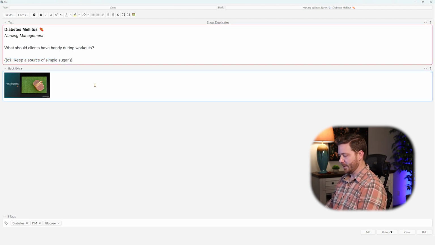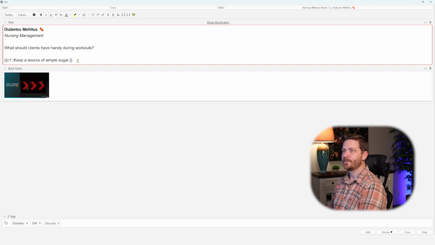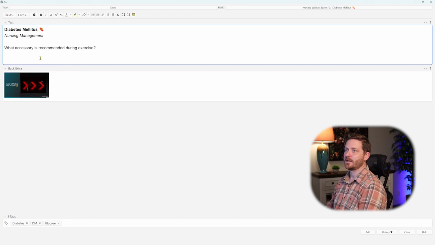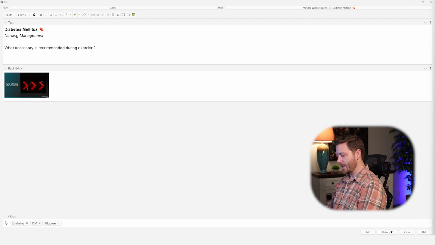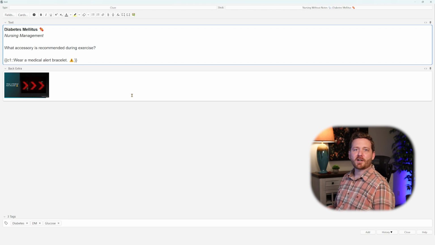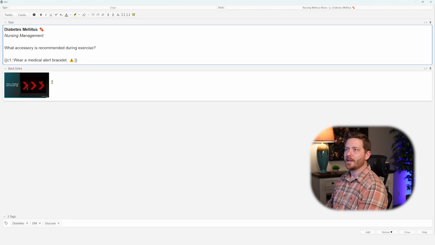Now next up is more of a safety concern, and that's going to be to wear that medical bracelet. That way, in case of an emergency, proper treatment can be administered. So what accessory is recommended during exercise? That will be to wear a medical alert bracelet. And that's just a very good precautionary measure to take while exercising for these individuals.